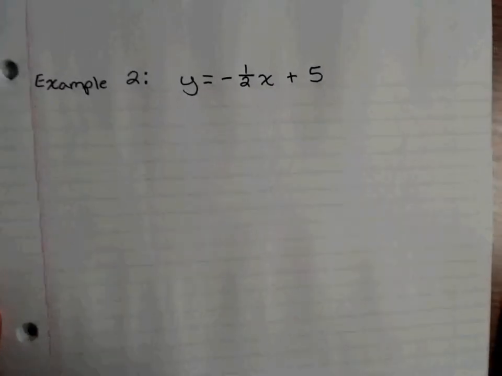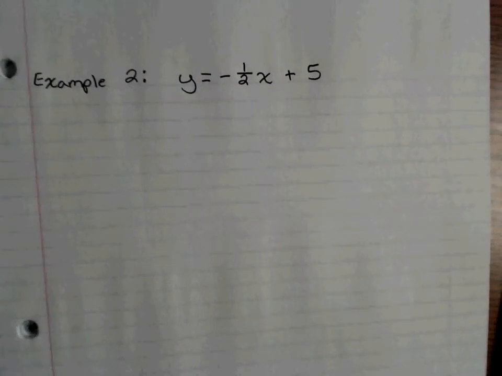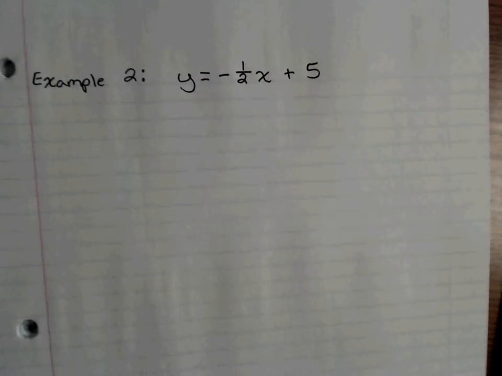All right, example 2. Y is equal to -1/2 x plus 5. Y equals -1/2 x plus 5. I want you guys to go ahead and solve for the y and the x-intercept and then graph it.